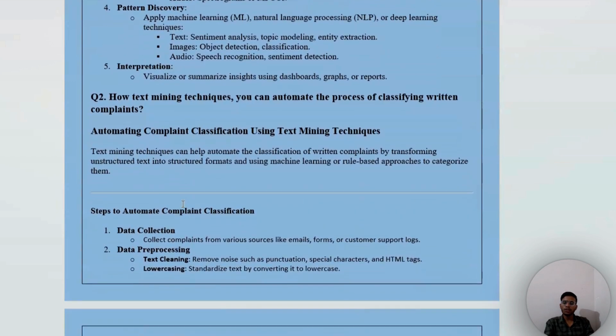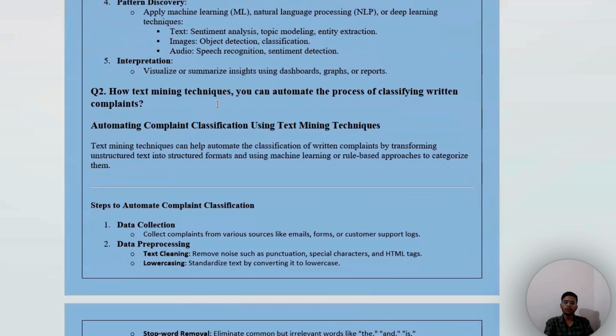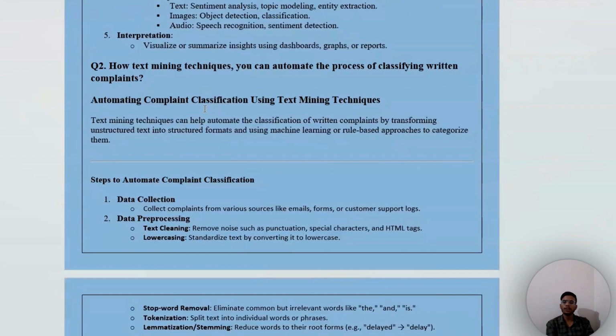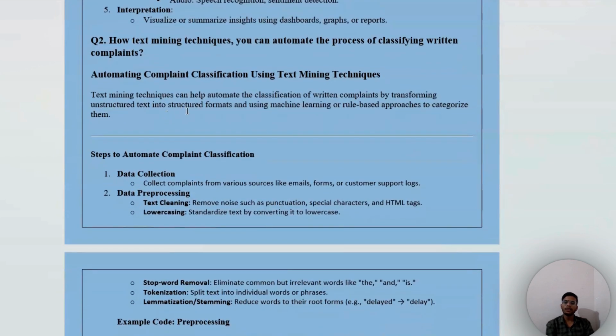Next question we have: how can text mining techniques automate the process of classifying written complaints? Automating complaint classification using text mining techniques. Text mining techniques can help us to automate the classification of written complaints by transforming unstructured data into a structured format and using machine learning or a rule-based approach to categorize them.